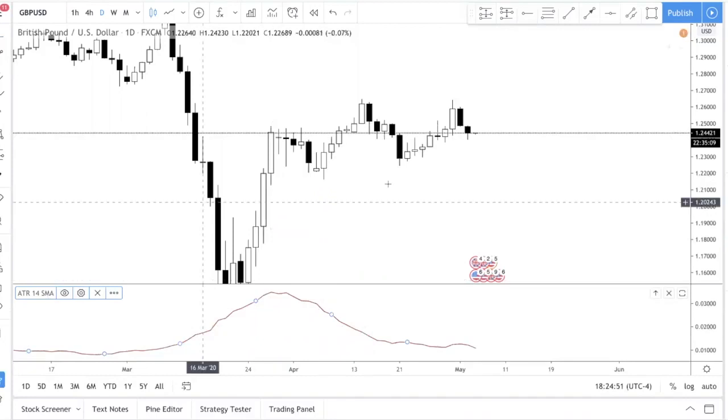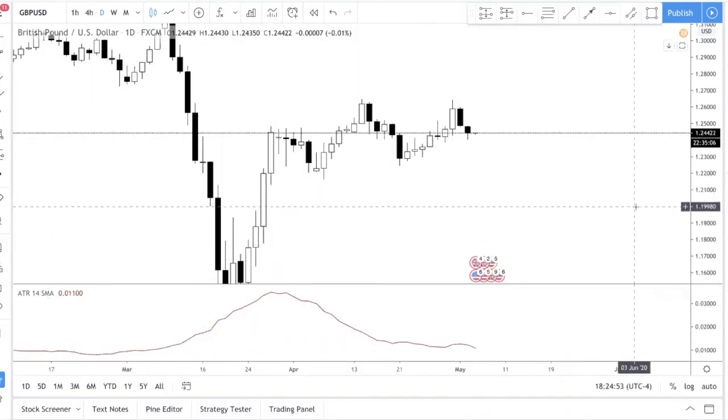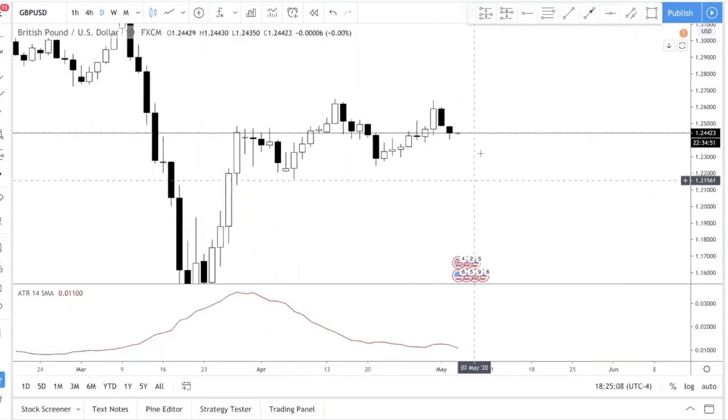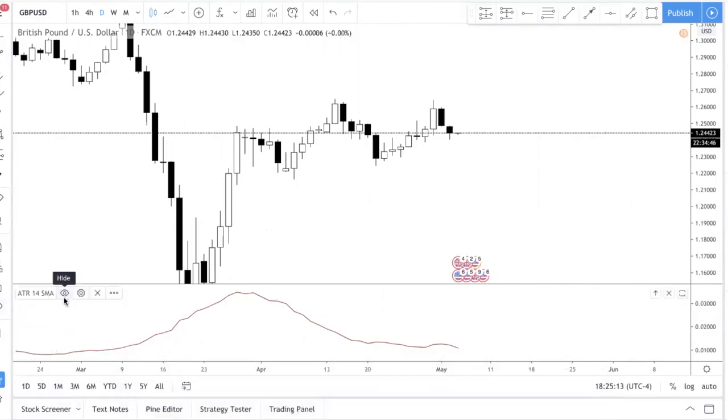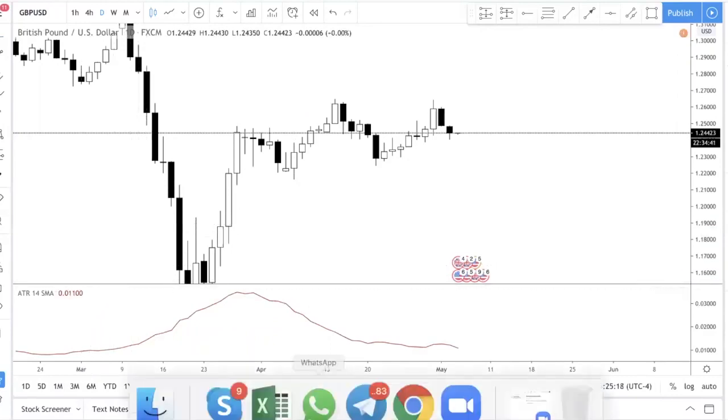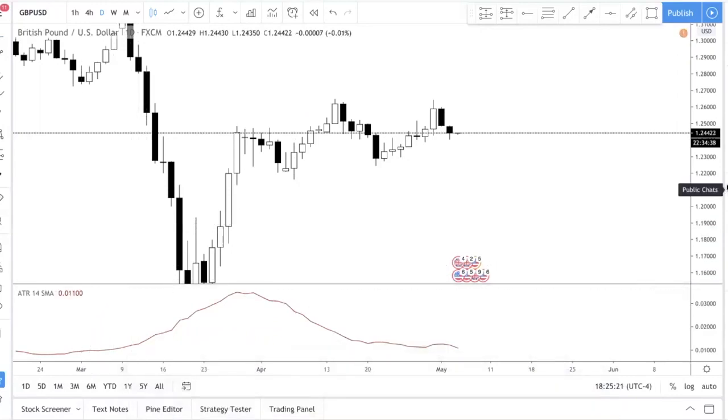Now how do you read the ATR? Before you can predict the high and low of the day, you need to understand how to read the ATR, because you're going to use it to help you predict this. Pretty straightforward. I'm not going to move the mouse because otherwise the ATR moves, but you can see right now that the ATR is at 0.01100. So how do you interpret this?